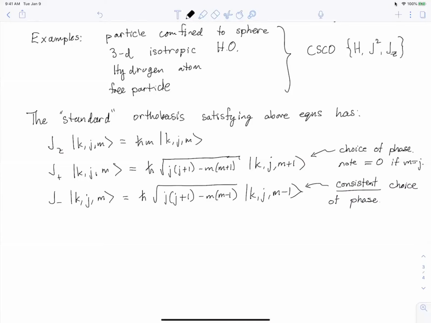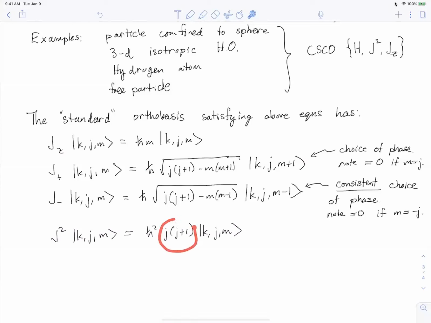One way to check that is to act with J plus and then act with J minus and see if you get back the right state. Note this is equal to 0 if M equals minus J, which was another one of our facts that we wrote down last time. And again, J squared acting on |kjm> is h bar squared J times J plus 1 times |kjm>. Again, I remind you not to be one of those people who makes the mistake of writing J squared there, which is very tempting, but not true.